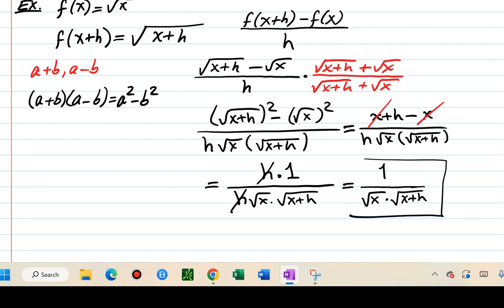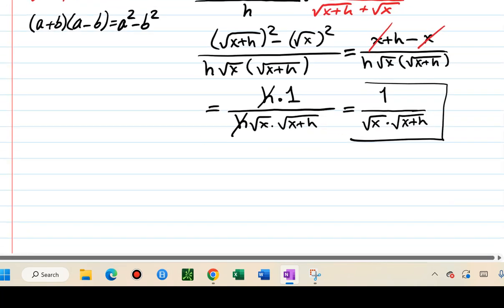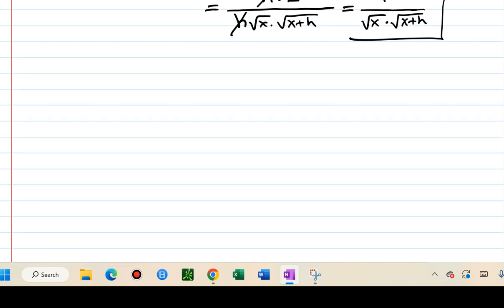Wasn't that cool? So what seemingly was something we could not simplify, with a little bit of clever insight, this was the clever insight, we were able to reduce it. So there we have that one. Let's take a look at another one.